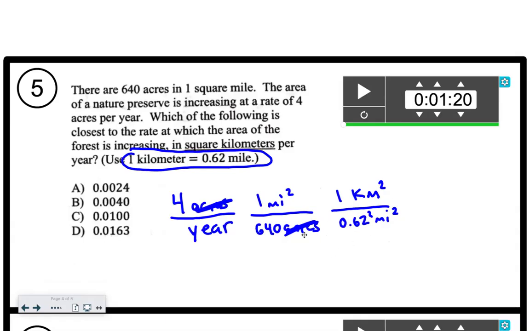So if you just square the conversion factor, that's the actual conversion factor that we're using. So I'm going to do 640 times 0.62 squared, and then I'm going to do 4 divided by that number, because in the numerator I have 4 times 1 times 1. That ends up giving me 0.0163, which is answer choice D.